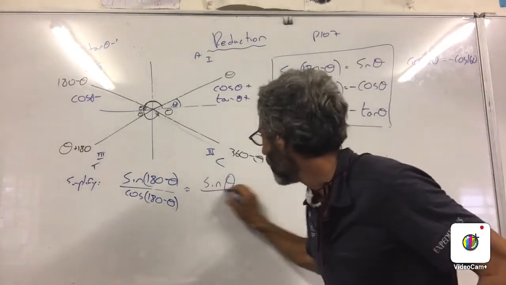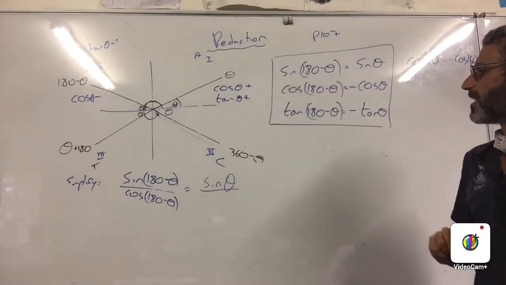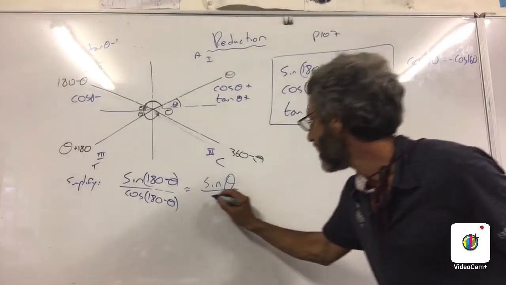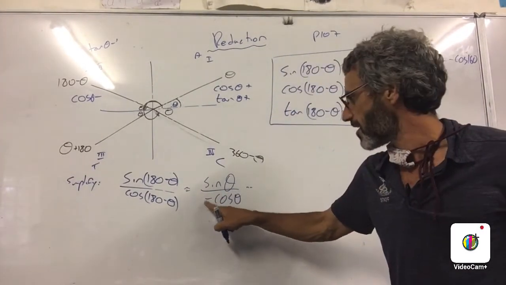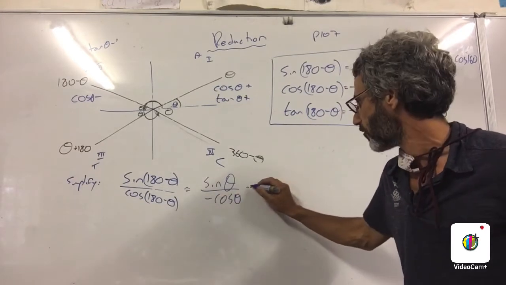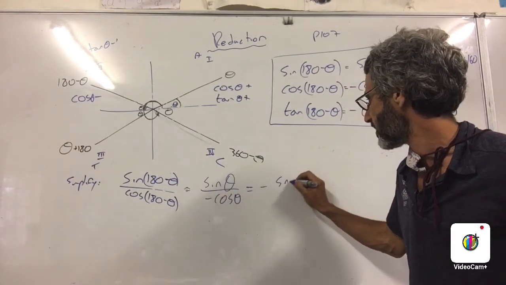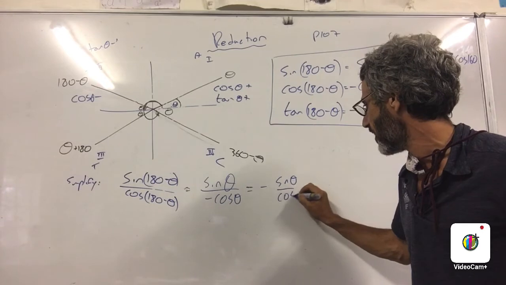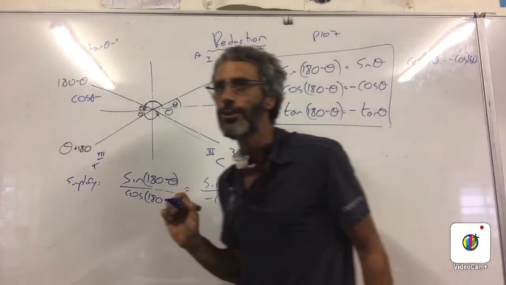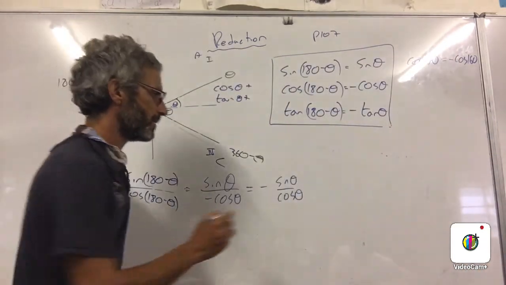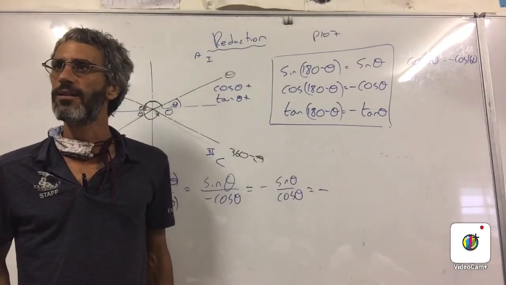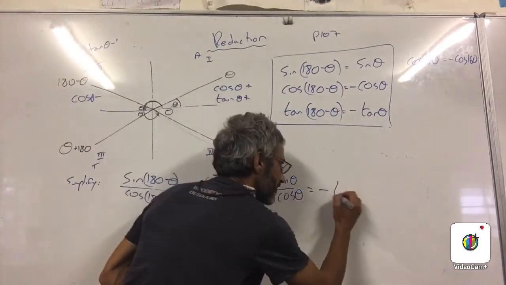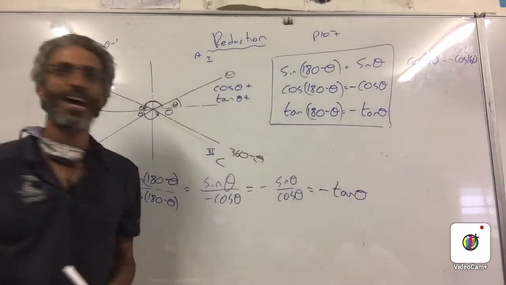Now, instead of cosine 180 minus theta, what shall I write? Negative cosine theta. Now you know me guys, I'm funny in that way. I like to write the minus in front. So we're going to write minus sine theta over cosine theta. Is there anything else I can do? Of course I can. What is sine over cosine? It's tan.